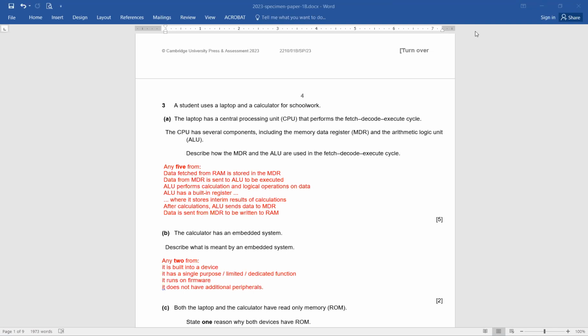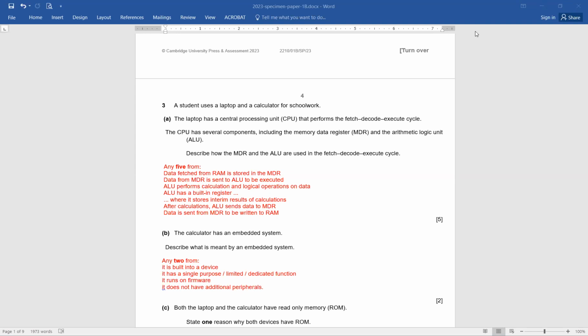It is built into a device. It has a single purpose, or it has a limited or dedicated function. It runs on firmware. It does not have additional peripherals. So if you know the definition of an embedded system, you can very easily describe it, and you will be able to score 2 out of 2 very easily.